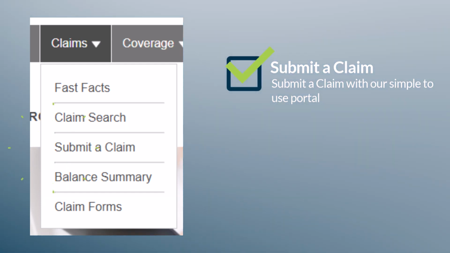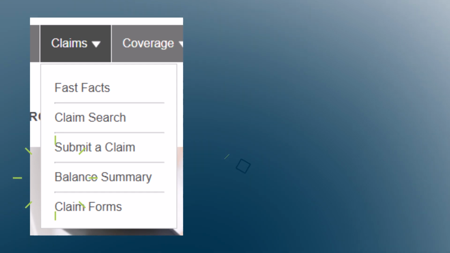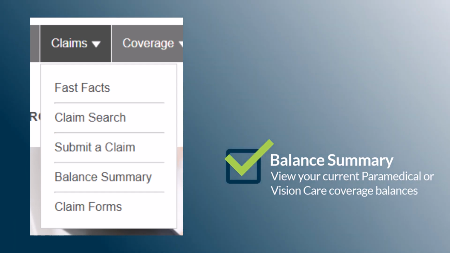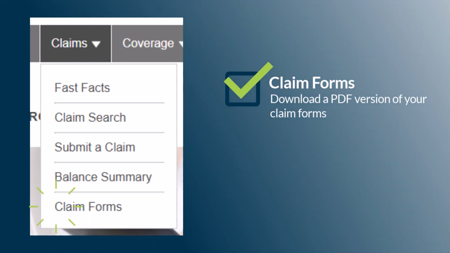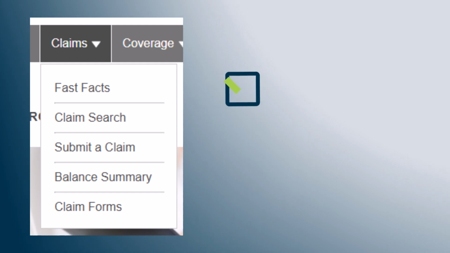Submit a claim with our simple-to-use claim submission portal. Click Balance Summary to view your current balance of paramedical practitioners and vision care coverage. If you require a downloadable printable version of your claim forms, you can access them here under Claim Forms.